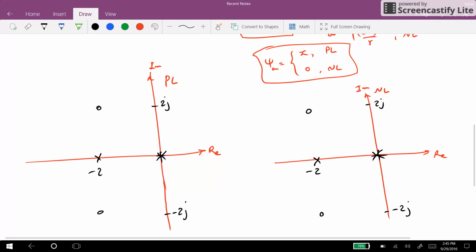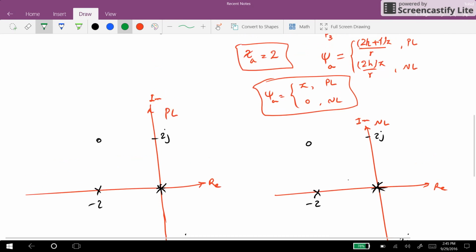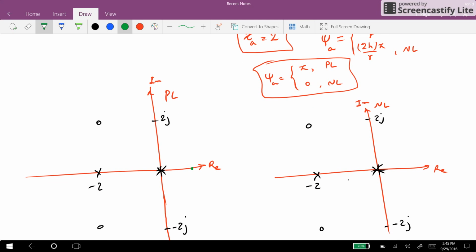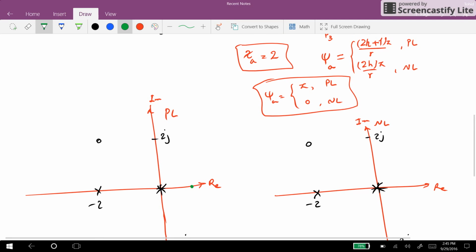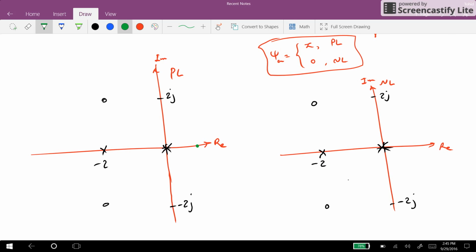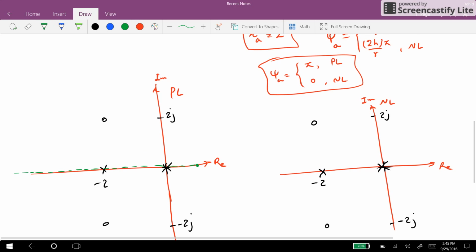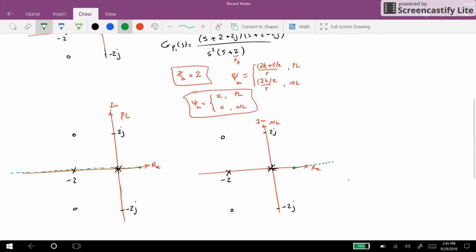In terms of the asymptote, we can draw it. So we will start from point xa, somewhere here, and we will have angle equal to pi for the positive locus. So this will be the asymptote for the positive locus. And for the negative locus, we will have the point xa here, and the angle for the asymptote is equal to 0. So this will be the asymptote for the negative locus.